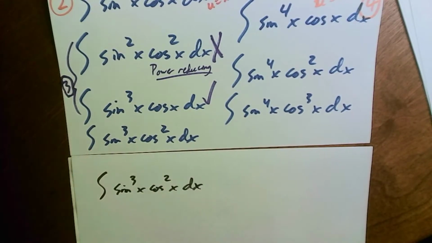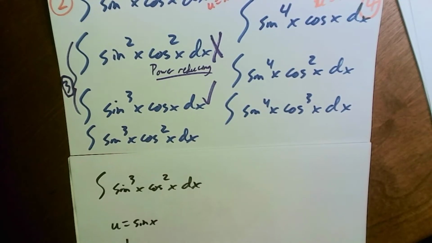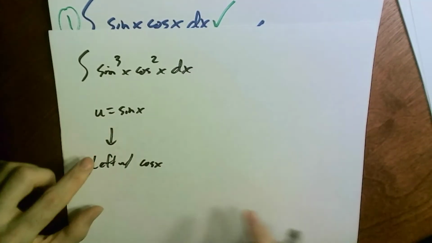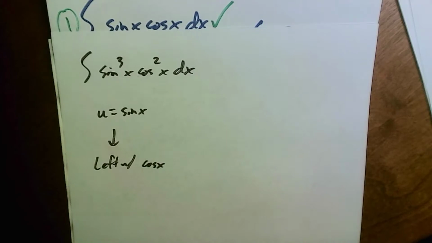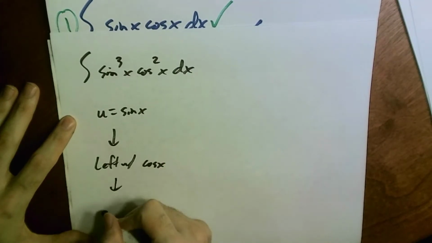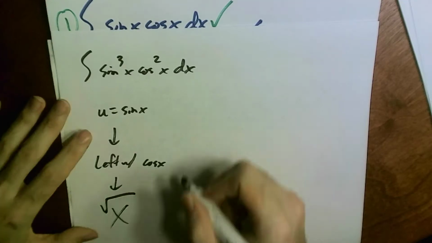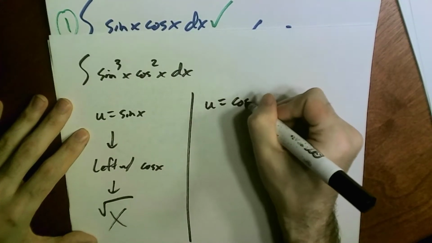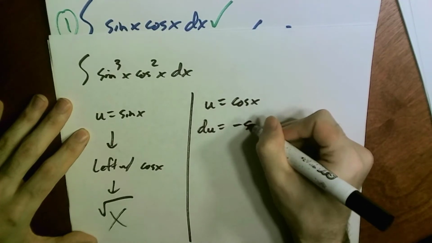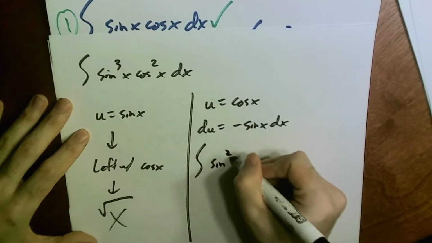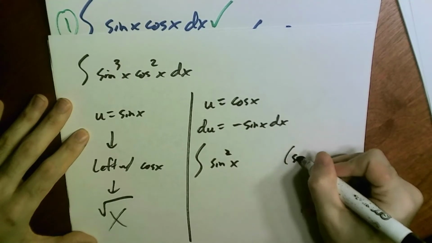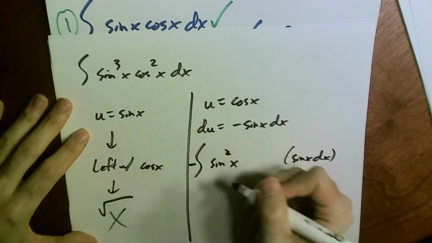Let's think it through. If I sub u equals sine, then I'll be left with a cosine x. Oh, I'm off screen, right? I'd be left with a single cosine x. I use one of them, I'm left with the other. One gets used for du, the other gets left. So this would require a square root, and I don't want to do it. On the other hand, if u equals cosine of x, then du would be negative sine of x dx. So I get a sine squared, and I use one of the sines. I need my negative out front.